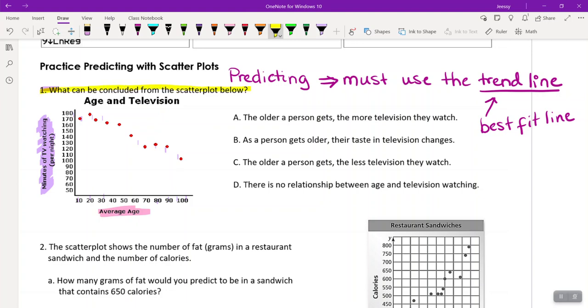Which ones can we cancel and why? It says A, B, C, or D. Okay, why A? It's not true, right? It's not what the data is saying. So, okay, what else can we cancel? It's not B, why? Because we're not talking about that taste changes. Exactly. This is not giving us any information on their taste in TV, okay? So we can take out D, why? Because there is a relationship, right? We can clearly see that it's trending downwards, right? So yeah, and then of course this one is correct. The graph does say that older persons watch less TV.